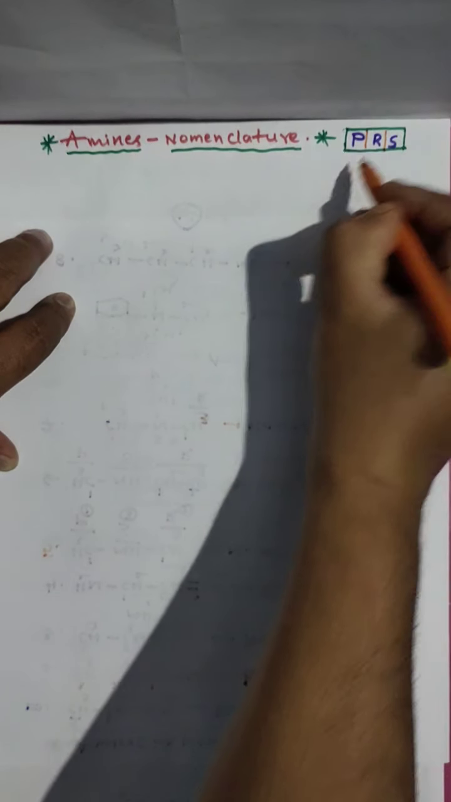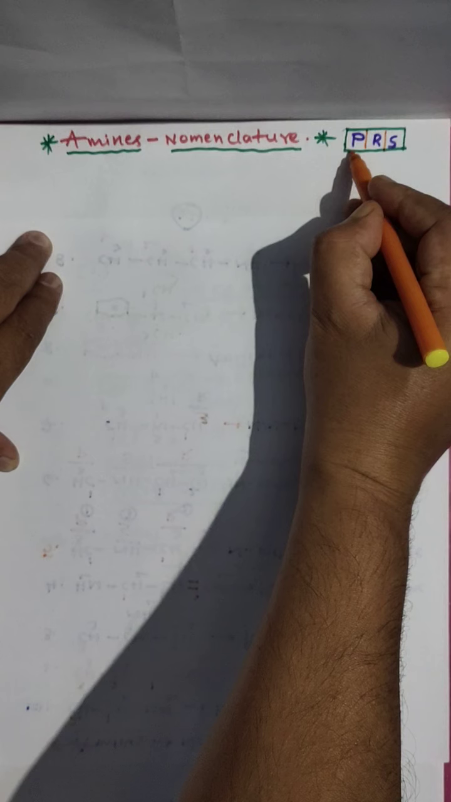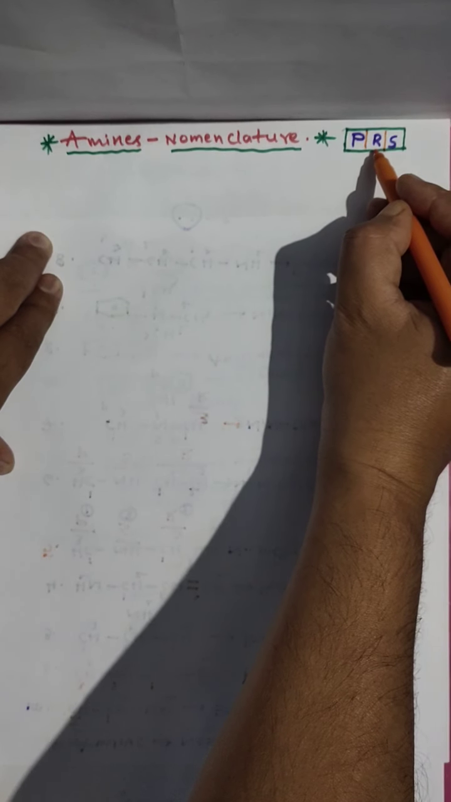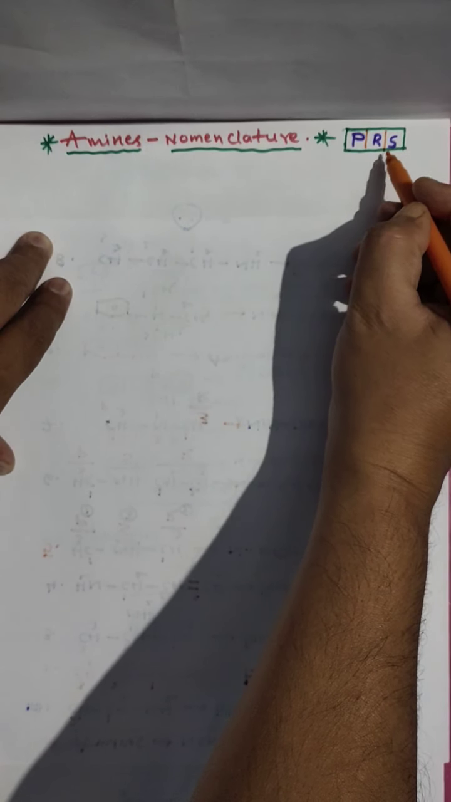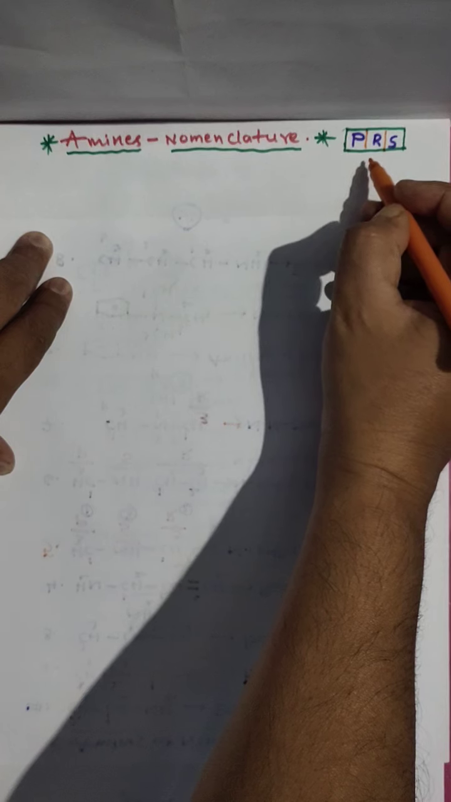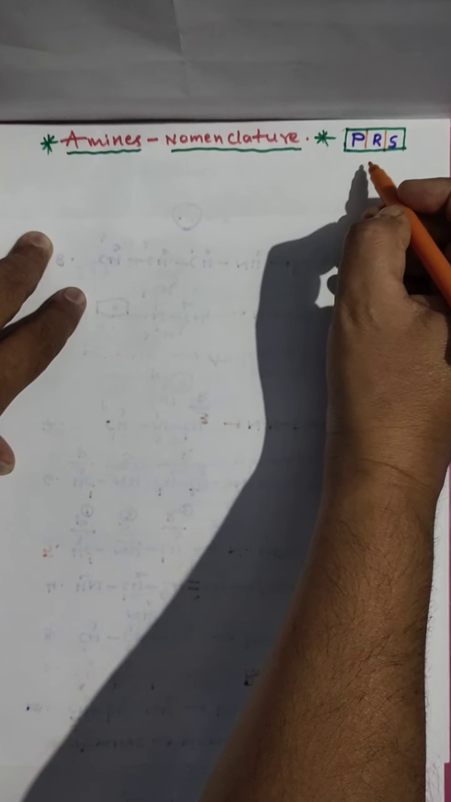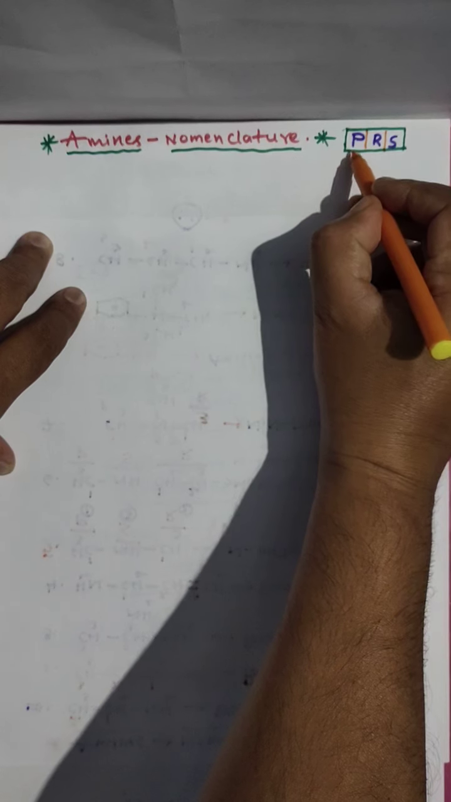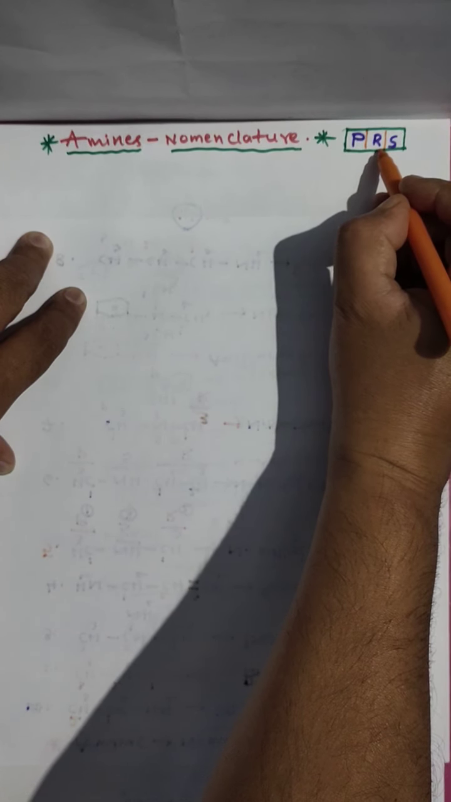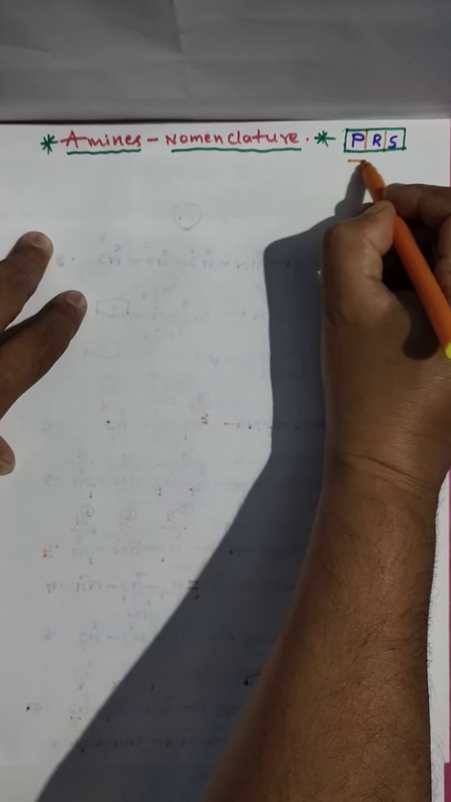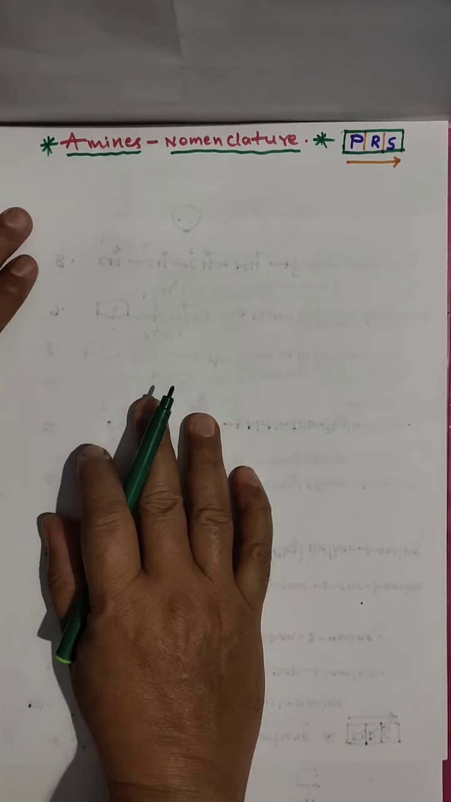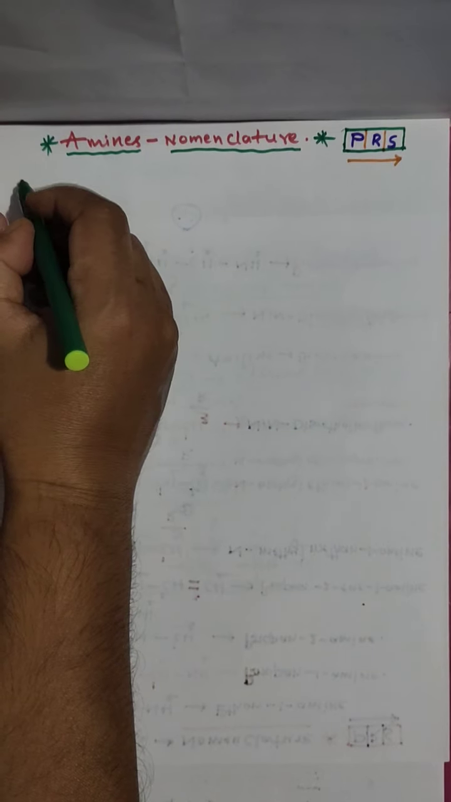P means prefix, which means substitution. R means root word, which means parent chain, the number of carbon atoms. S means suffix, the functional group, that is aldehyde, ketone, amine, carboxylic acid, double bond, triple bond. So always start with prefix, followed by root word, then suffix. Always follow this order only. If you know this, you can get 80% of the answer.